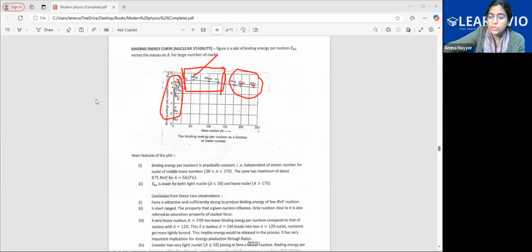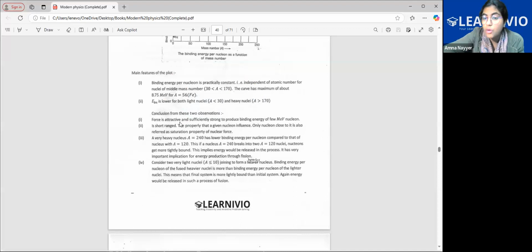So, this I discussed. Now, conclusions. Force is attractive and sufficiently strong to produce binding energy. Short-ranged force, so heavy nuclei have lower binding energy. This also I have told. And the light nuclei join to form the heavy nucleus. Okay. Two light nuclei join to form a big heavy nucleus.